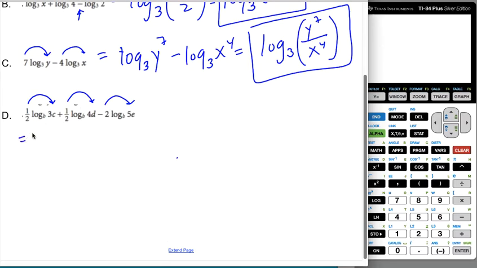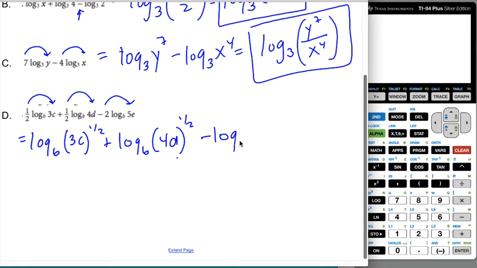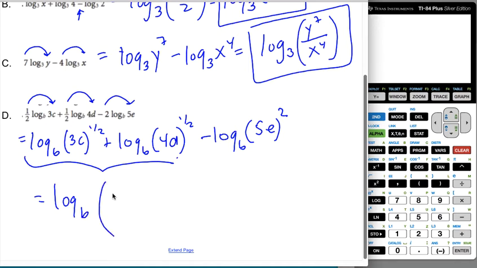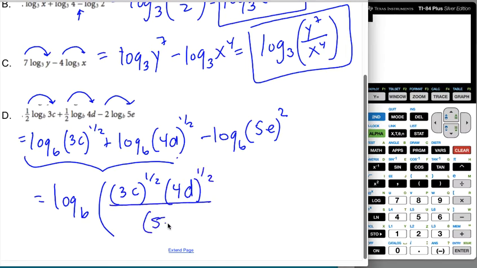So I'm going to get that this is the log base b of (a 3c) all to the 1/2, which I need to keep in parentheses, plus a log base b of (a 4d) all to the 1/2, minus a log base b of (a 5e) whole quantity squared, right? So these are going to end up on the top. So I'm going to end up with a log base b of, you can either leave this as (a 3c) to the 1/2 times (a 4d) to the 1/2, all over a quantity (5e) to the 2nd.